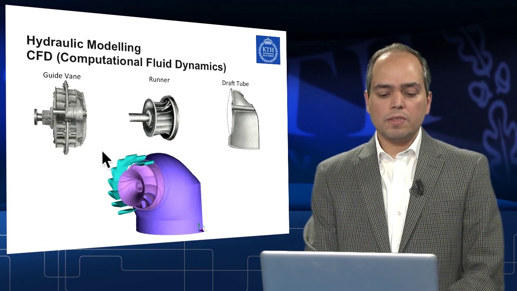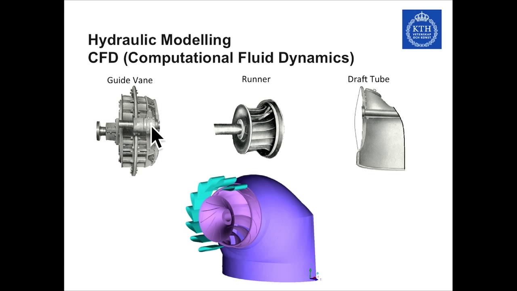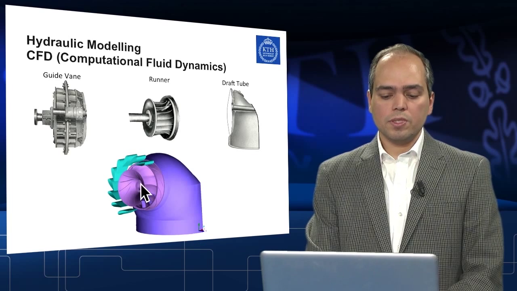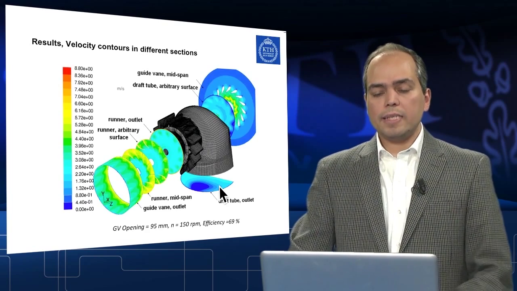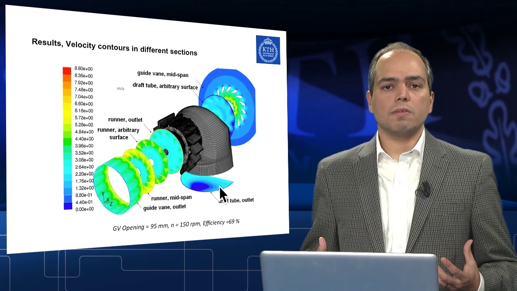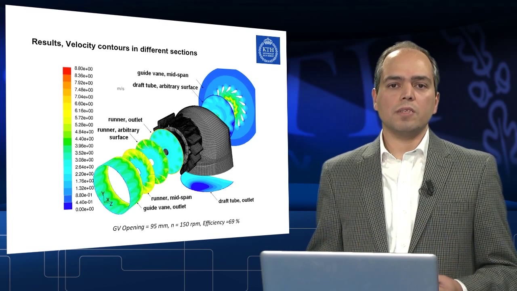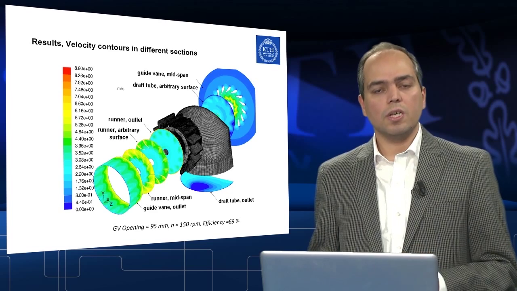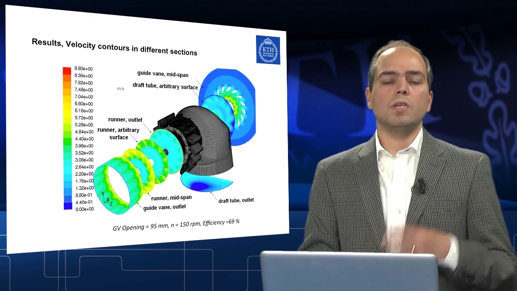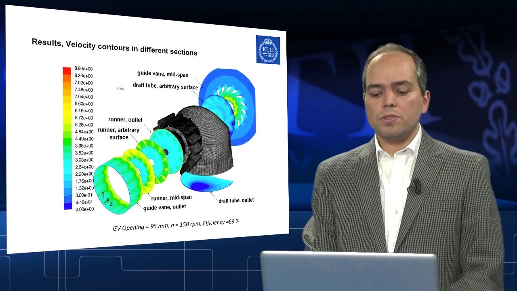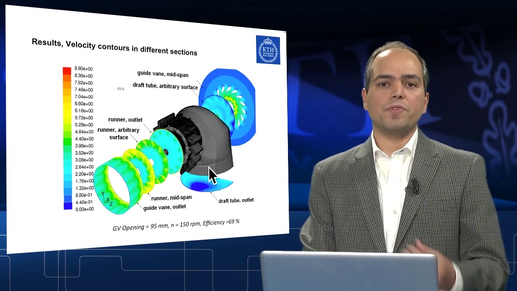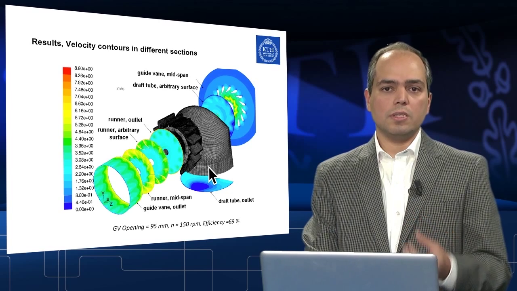Here you could see the different parts of a system, the guide vanes, the runners, and the draft tube. They are modeled in the computer with the help of CFD programs. And then by implementing these simulations, which are based on finite element methods, in order to solve the mathematical models of the system, one could get an understanding of the different flow parameters inside the turbine.